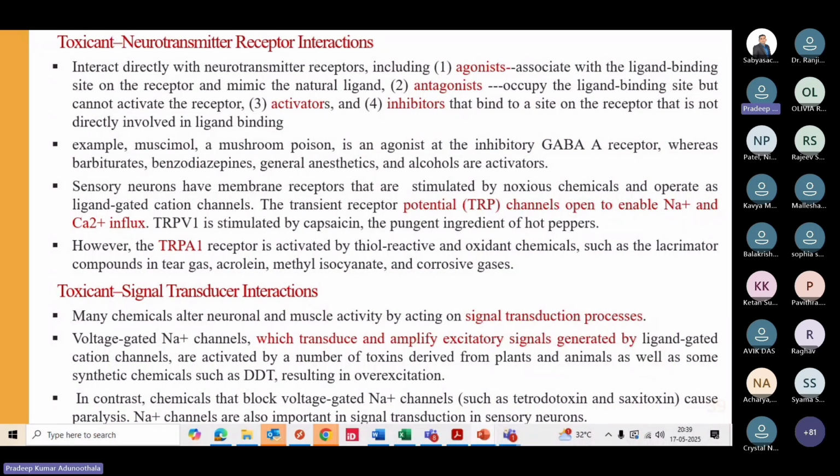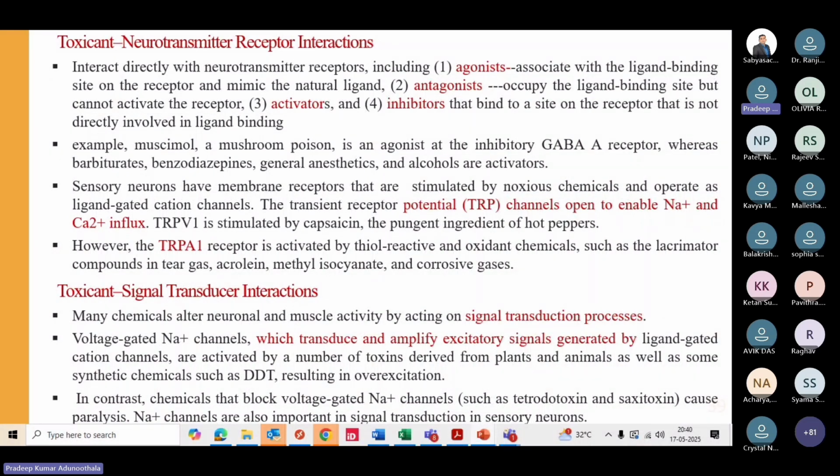And the third thing is activator. The chemical comes and binds to the receptor and activates it, which multiplies the process, and that leads to adverse effects or toxicity. And inhibitor: when the chemical comes and binds to the receptor, it inhibits the further steps. An example for this is muscimol, a mushroom poison that acts as an agonist to the inhibitory GABA A receptor, whereas barbiturates, benzodiazepines, general anesthetics, and alcohols activate the GABA A receptor.